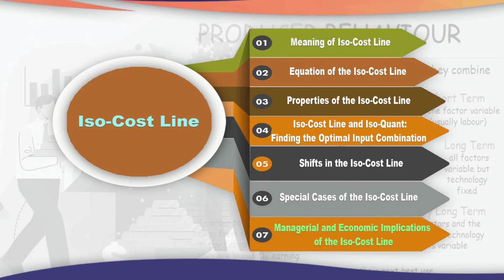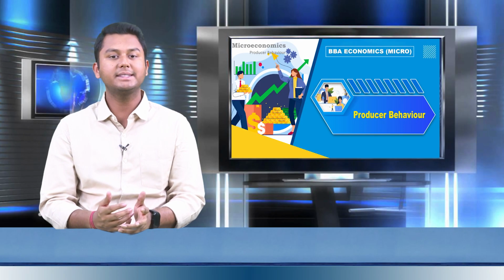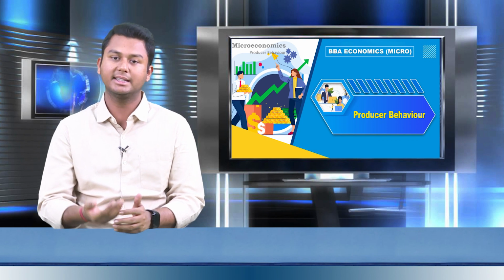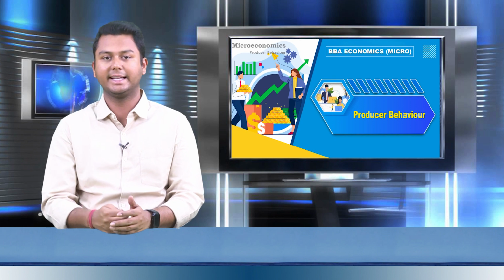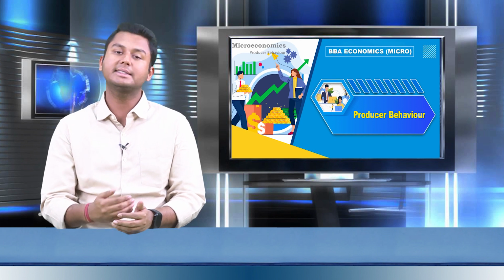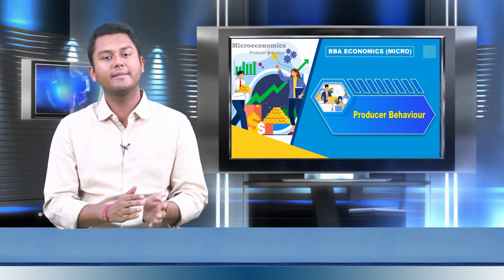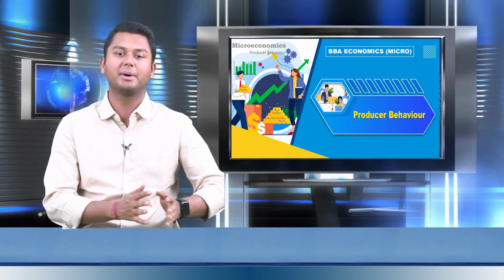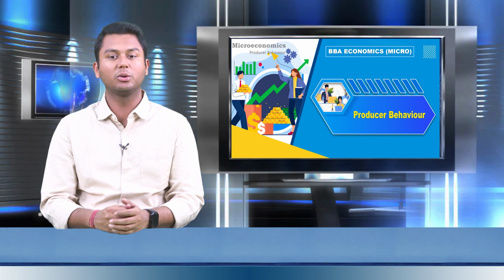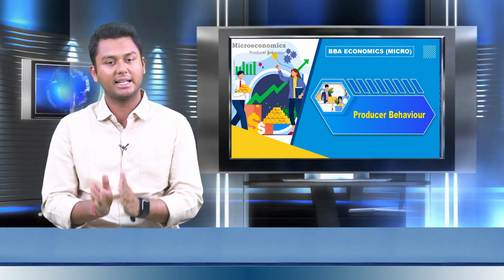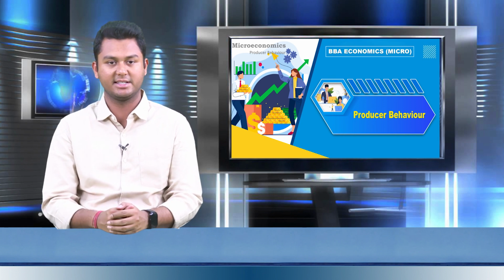Let us look at the managerial and economic implications of the isocost line. So basically it helps the firms decide the best combination of inputs to minimize costs while maintaining output. It assists in determining whether to invest in capital intensive or labor intensive production. It also provides insights into the effects of changes in input prices on production decisions.